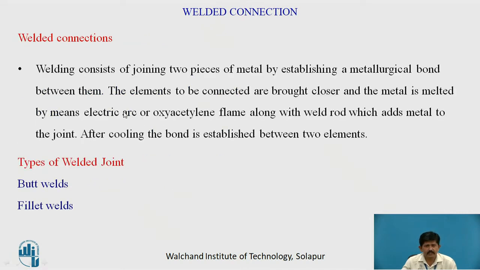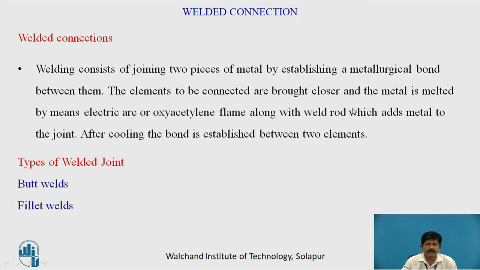In a welded connection, welding consists of joining two pieces of metal by establishing a metallurgical bond between them. The elements to be connected are brought closer and the metal is melted by means of an electric arc or oxyacetylene flame, along with a weld rod which adds metal to the joint.